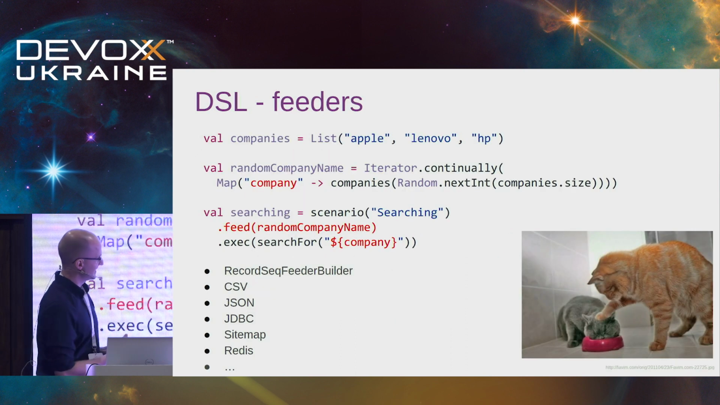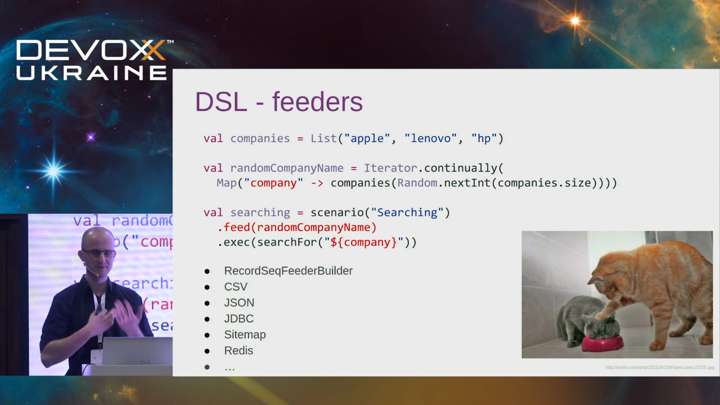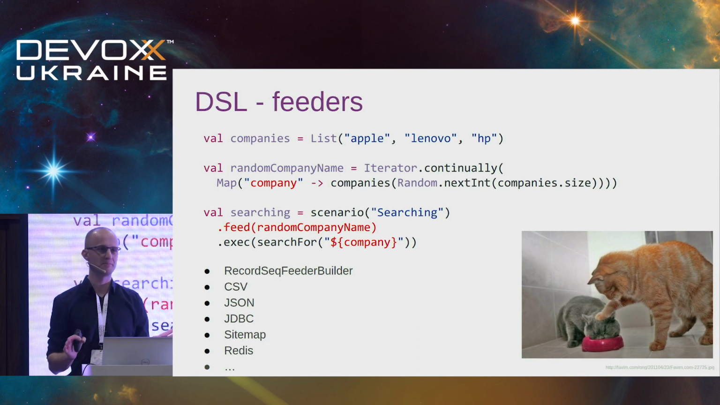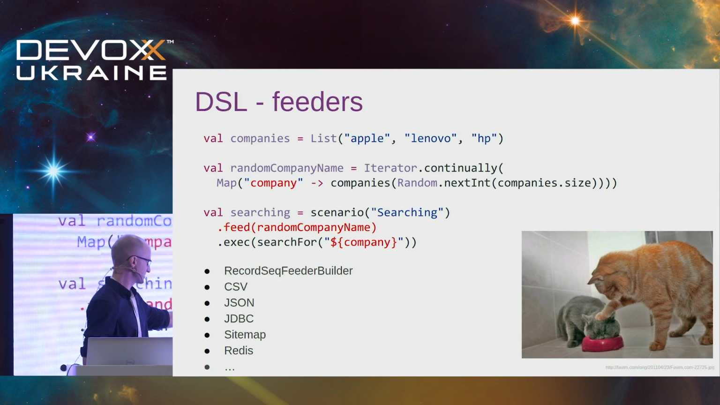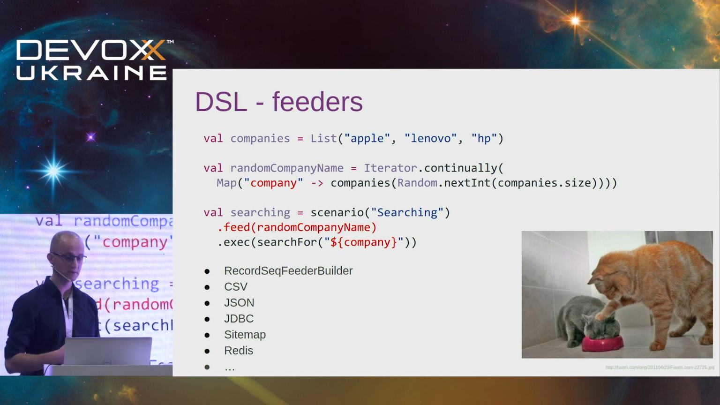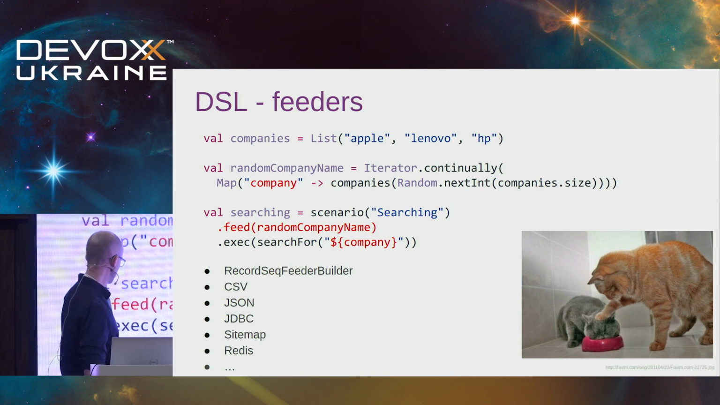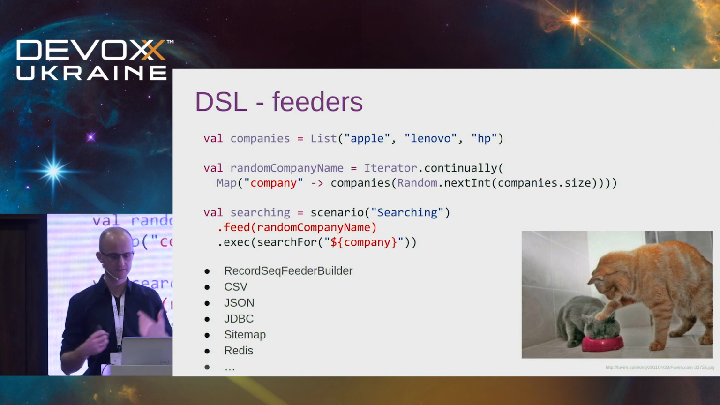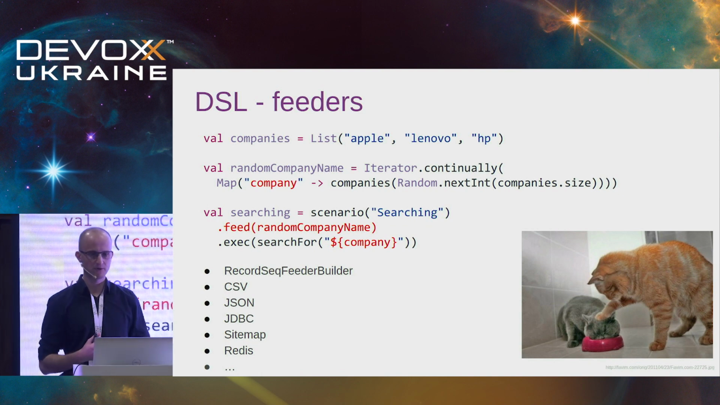Feeders. You probably will need to provide some random or unique data for your business flows, and for that you could use feeders. A feeder is just a simple key-value map, that's it. Its values can be accessed, once again, thanks to the Gatling expression language. You can create feeders manually, like on the slide, or use some built-in support for parsing JSON, JDBC, CSV files, etc. And this way provide data for your business flow tests.